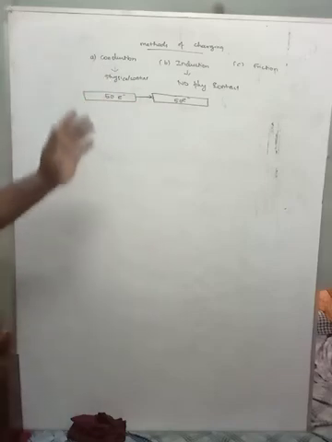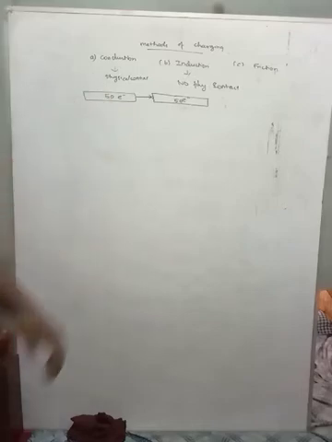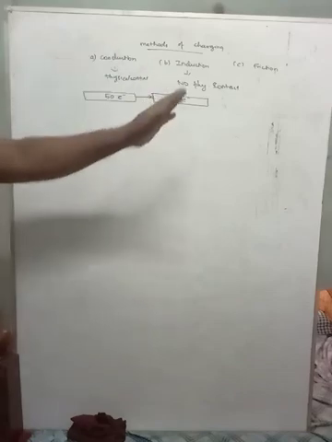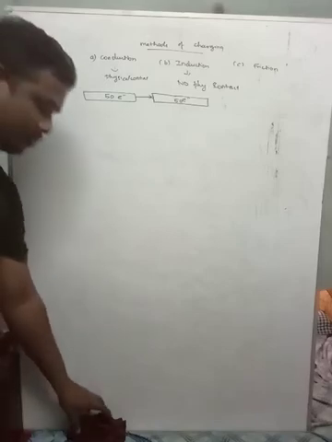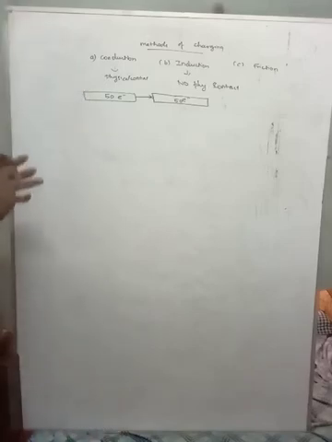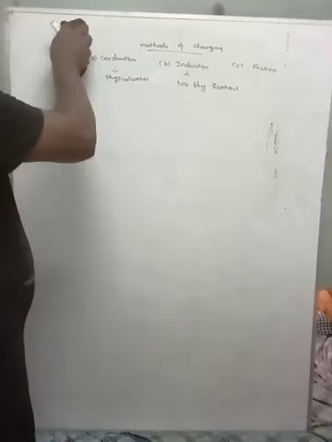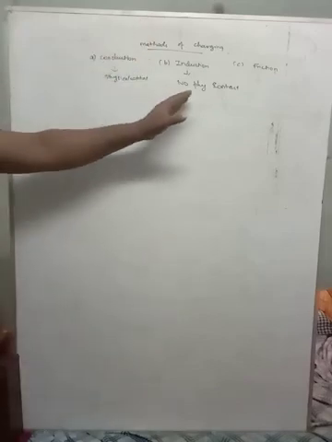But it mainly depends on the area. If the area is more, more charges will be transmitted. If the area is less, fewer charges will be transmitted. So these we can call methods of charging. There are three types of charging: conduction, induction, and friction. Conduction, there must be physical contact. Induction, there is no physical contact.